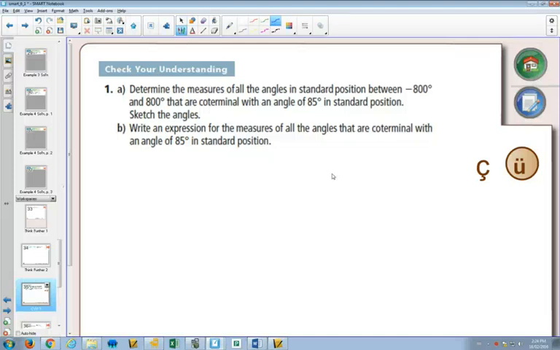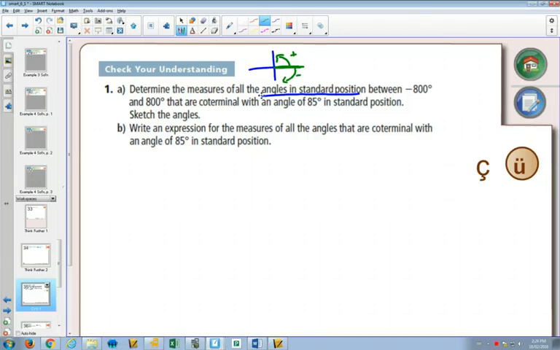So we're looking for angles in standard position. A reminder, what does that definition mean? That means we're always starting from here, the positive x-axis. And anytime we go around this direction, we've got a positive angle. Anytime we go around in that direction, we have a negative angle.